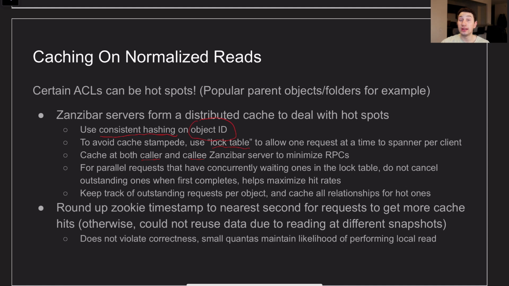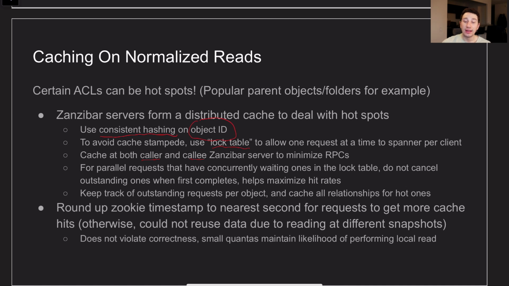And then finally, for objects that are really, really hot, as opposed to just caching only the return data from Spanner, they'll actually cache the entire set of relationships for that object because it's being accessed so often. And the way they determine that is the server that's responsible for that object will basically just keep track of the outstanding read count for it, and then if it exceeds some threshold, it'll just cache the object and all of its relationships to speed things up.